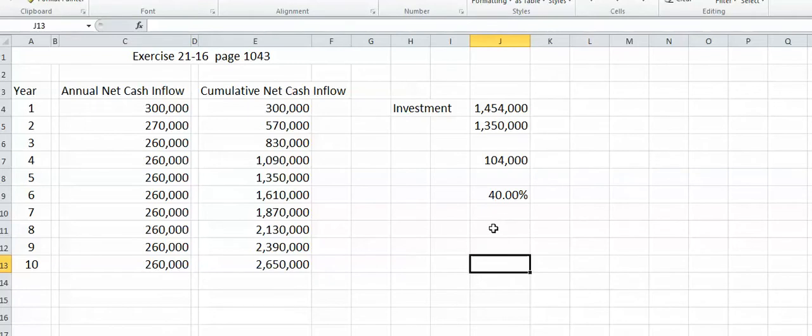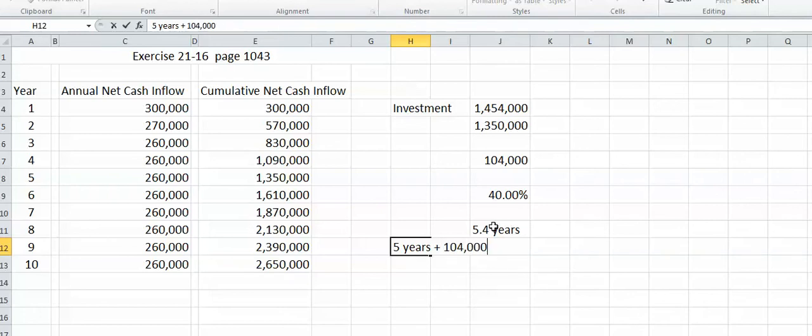So what we have going on here is that we have a payback period of 5.4 years. So that's really the payback of 5 years plus $104,000 divided by $260,000. I hope this was helpful.